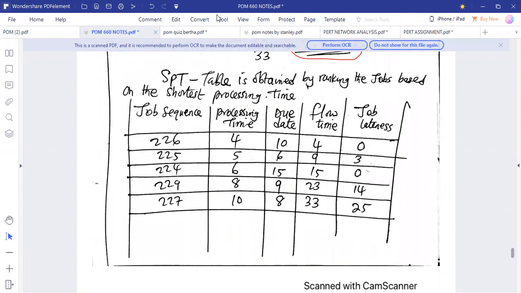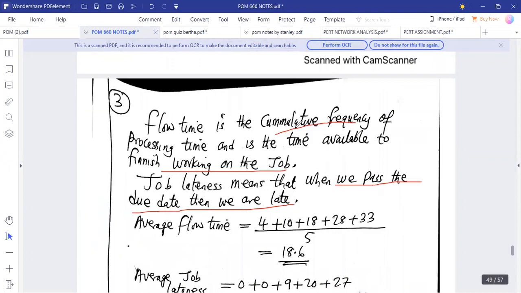The due date that we have, when we get processing time four as the shortest according to the ranking, building up from there in the way they're supposed to be, then you will get the respective due dates for all those jobs that we have. So the due date is 10 here according to it. But all these other sequencing rules, they are coming from the mother.